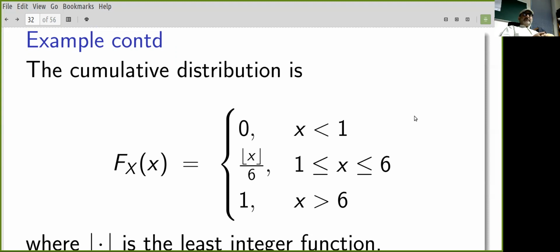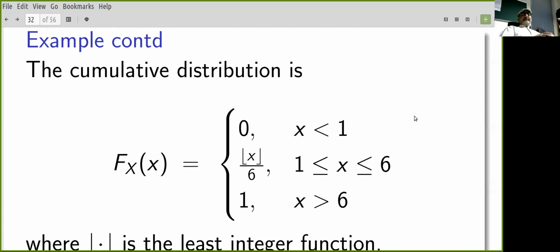What about 2.3? Well, the values that it can actually take, which are less than or equal to 2.3, are 1 and 2, and the probability that it can take a value 1 or 2 is, well, f sub x of 1 plus small f sub x of 2, which is 1/6 plus 1/6, which is 2/6, and so on.